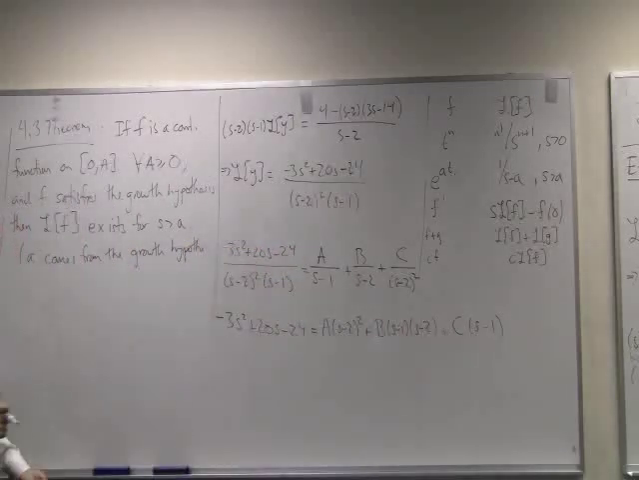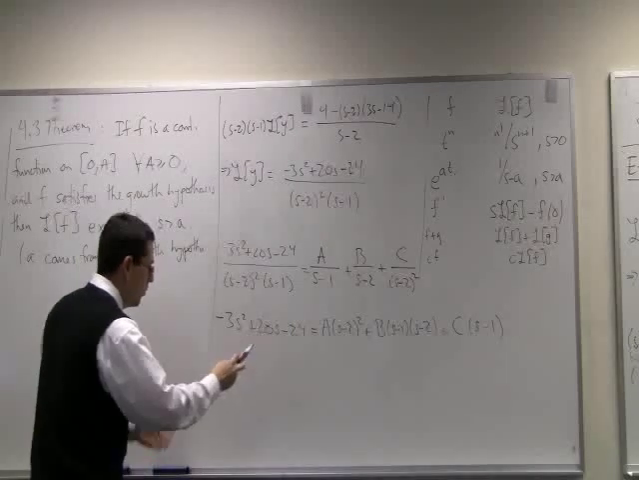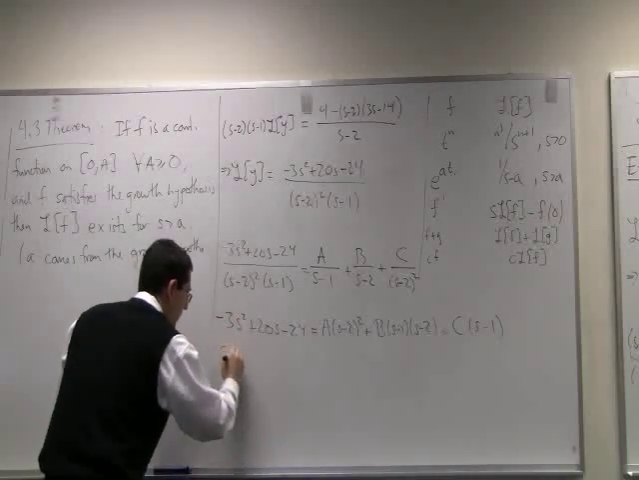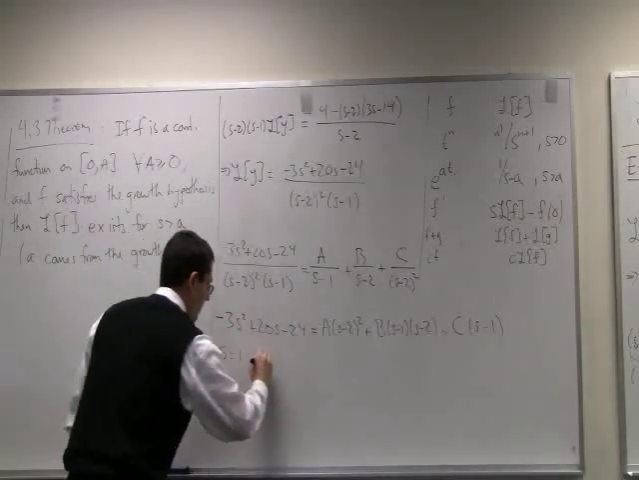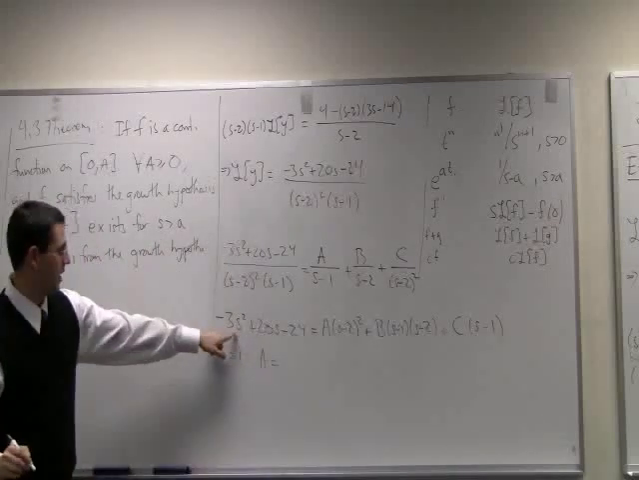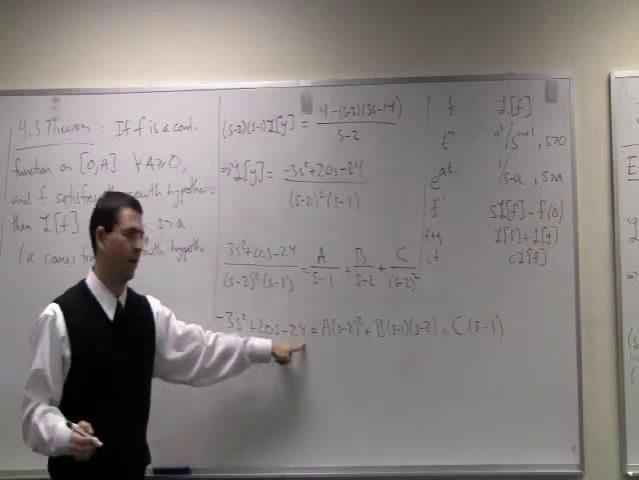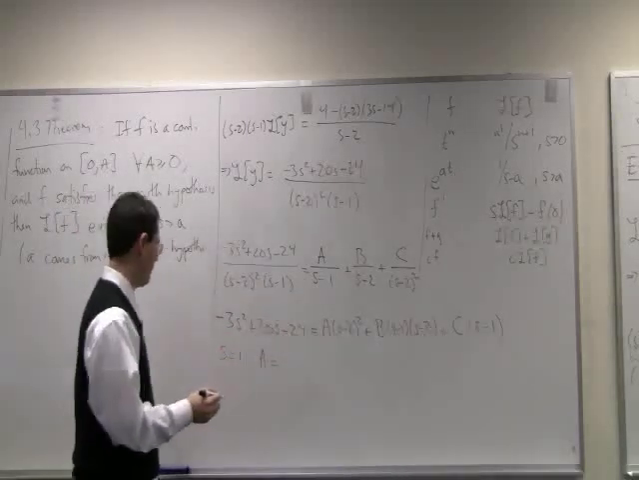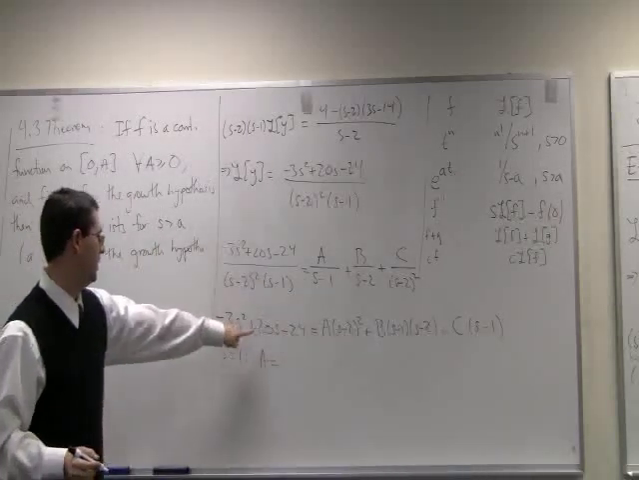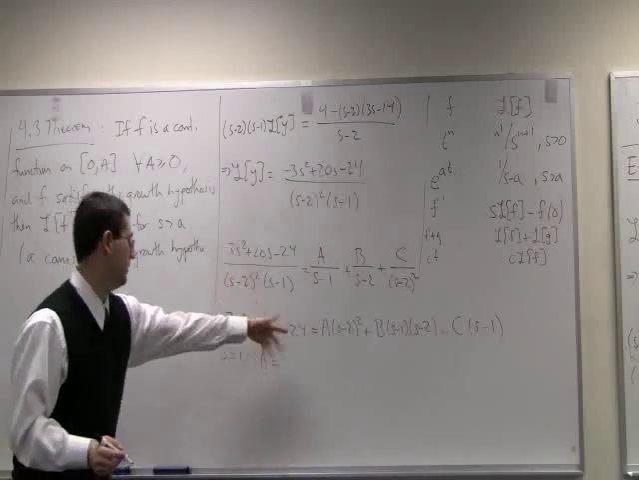Okay, but in any case, when s is 1, we see a equals, what? Minus 3 plus 20, 17, minus 24, minus 7. Did I do that wrong? Minus 3 plus 20, 17 minus 24, minus 7.